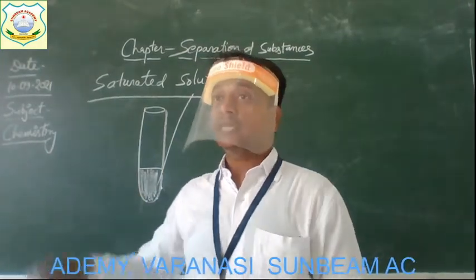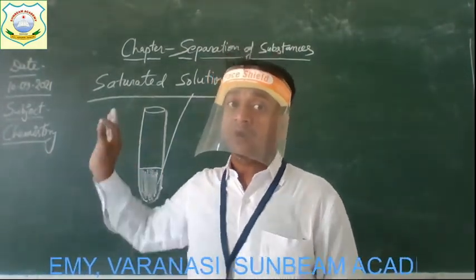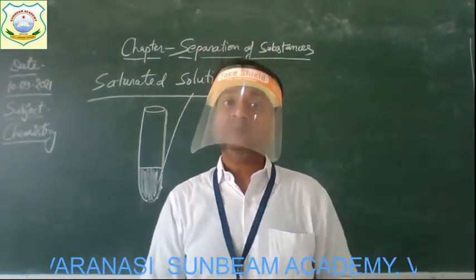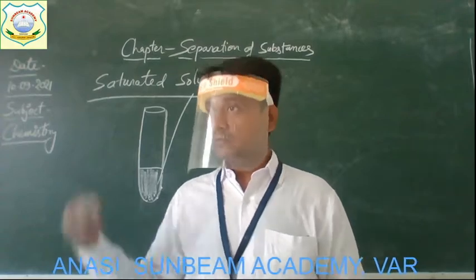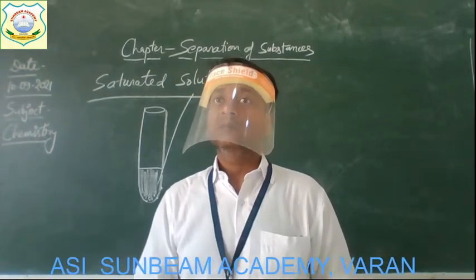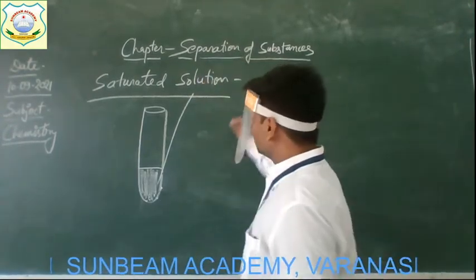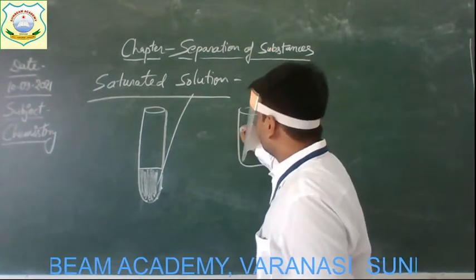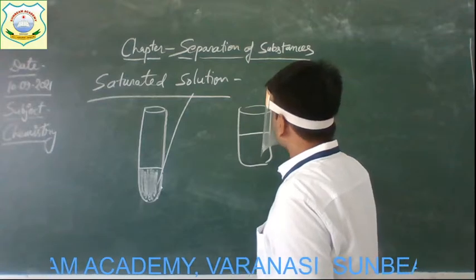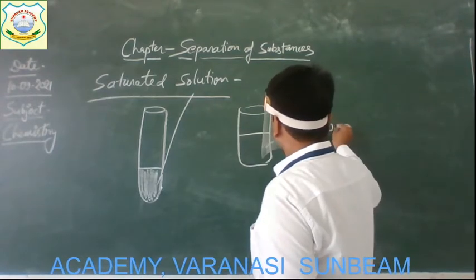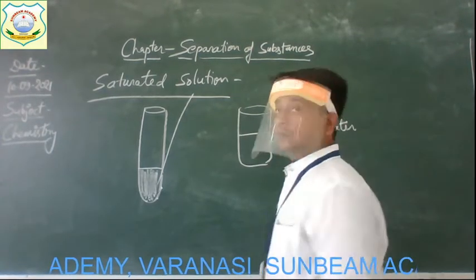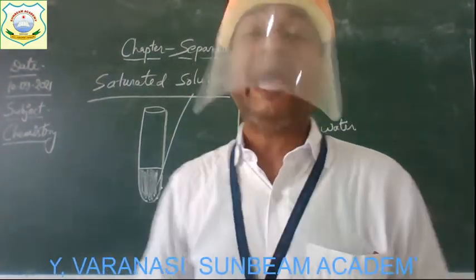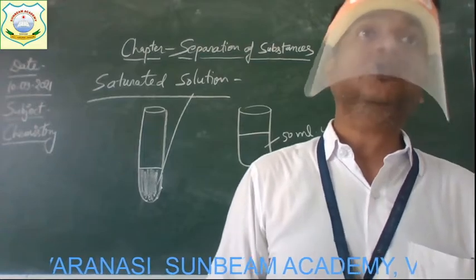Okay, so the same you need to do in this activity. You now have a saturated solution of sugar and water, and count how many spoons of sugar you have dissolved in this test tube of water. Suppose you have taken a glass of water at your home in which you have taken 50 ml of water, so count the number of spoons of sugar which you have added here to make the saturated solution.